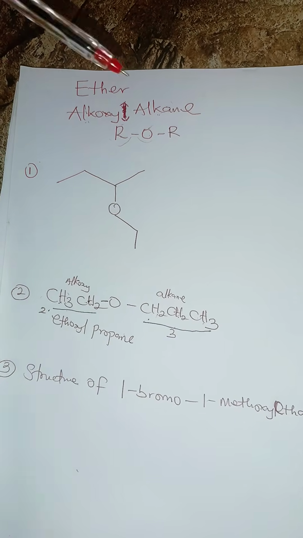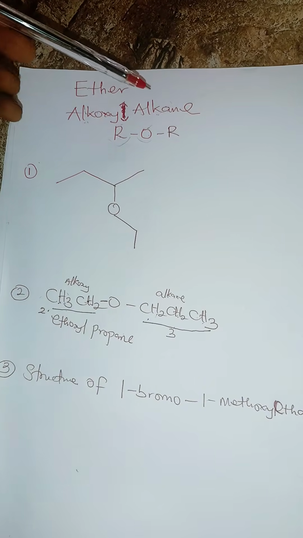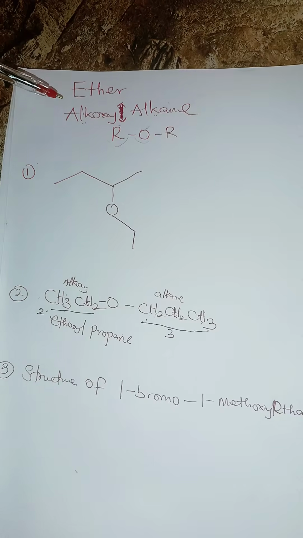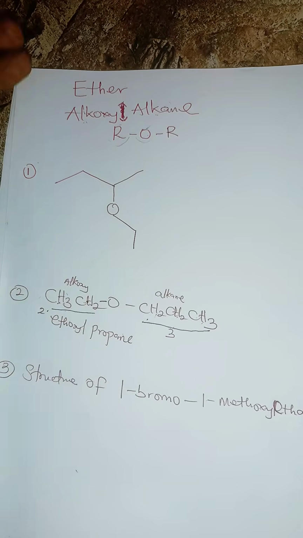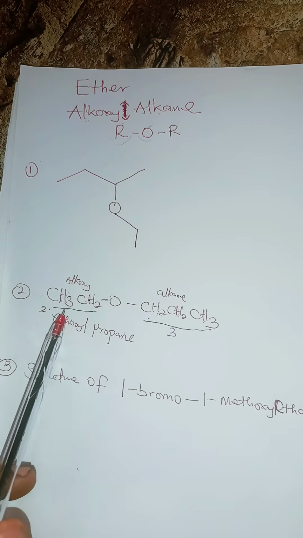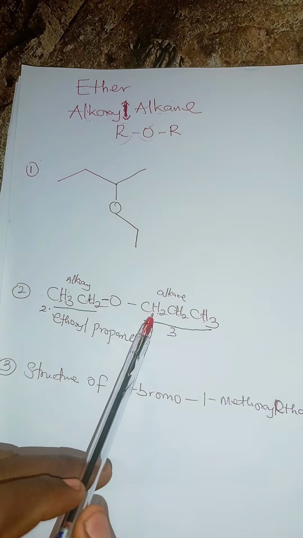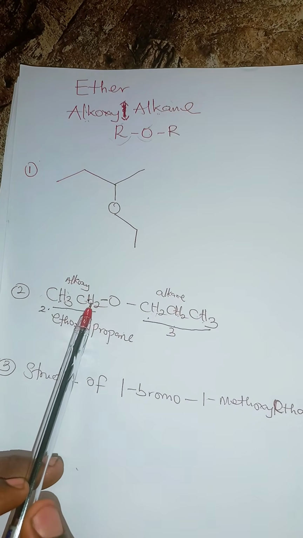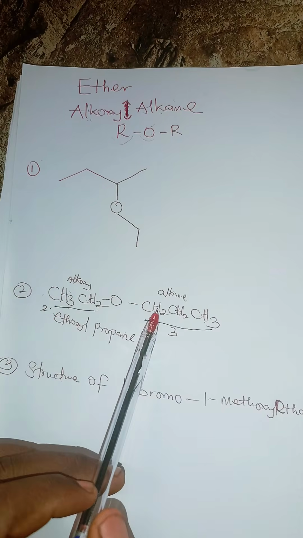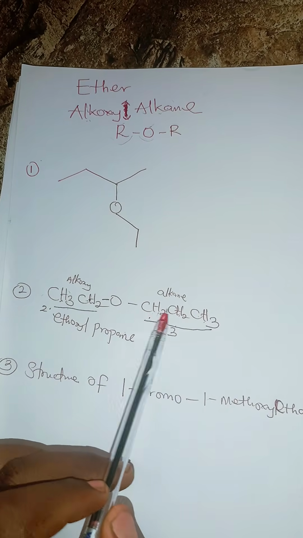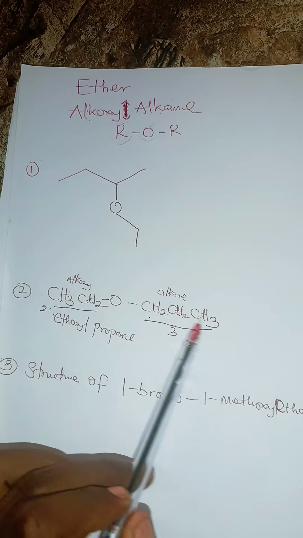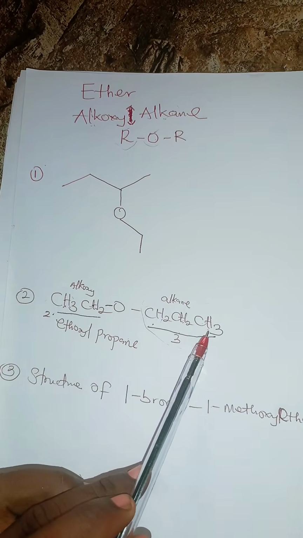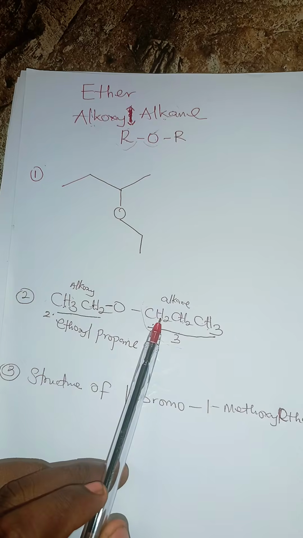So where is the alkane part? Where is the alkoxy part? The alkane part is the longest chain, while the other part is the shortest one. Now let's take a look at this compound having CH3, CH3O, CH2, CH2, CH3. You can see that the number of carbons here is 1, 2. The number of carbons here is 1, 2, 3. The 1, 2, 3 is the longest, meaning that this is our alkane. So this is the alkane part. 1, 2, 3 is propane.